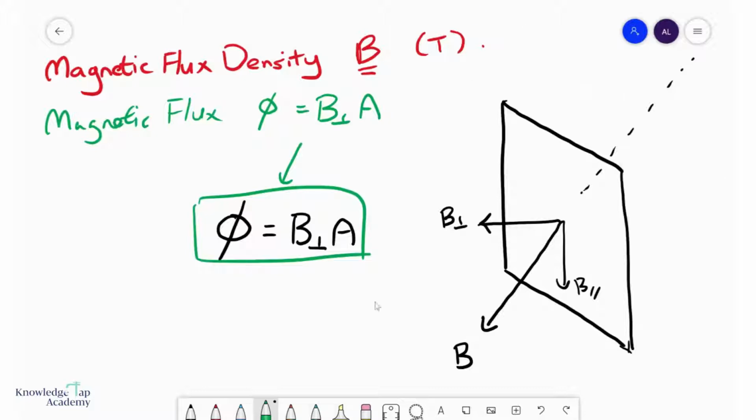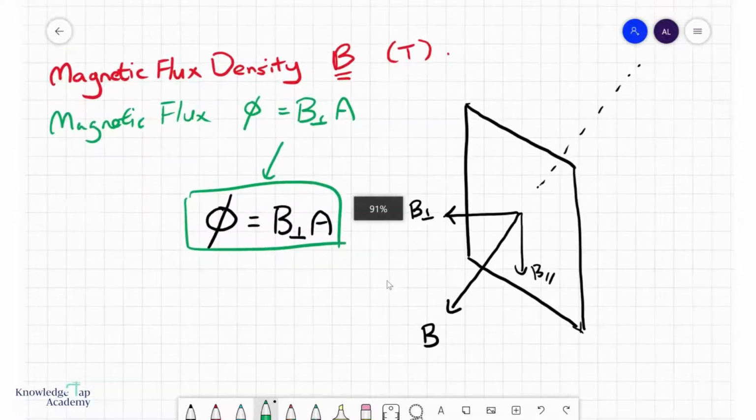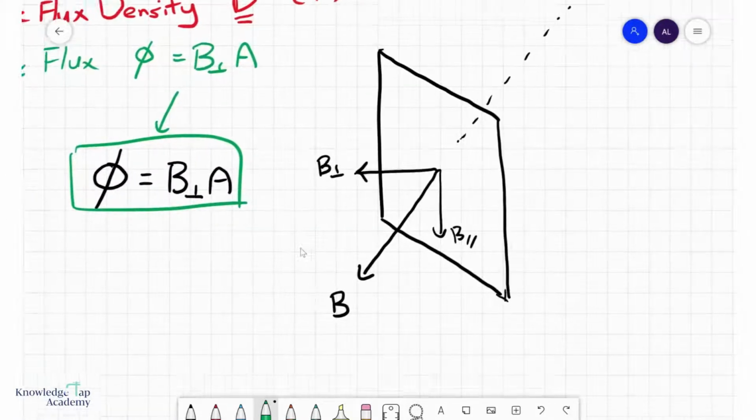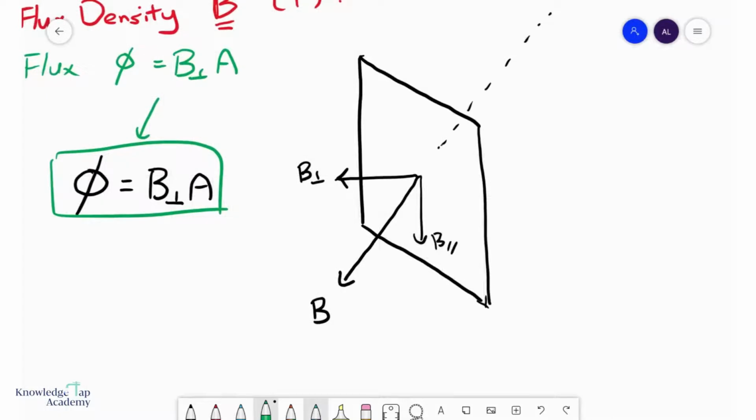Well, you can think of it as the amount of flux density that you can capture in a certain amount of area. And what is this B perpendicular? Well, consider the given area here, this little 3D drawing that I've drawn. Let this area be A.